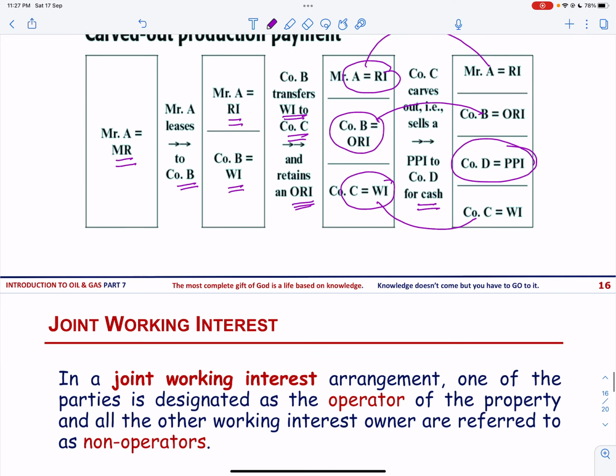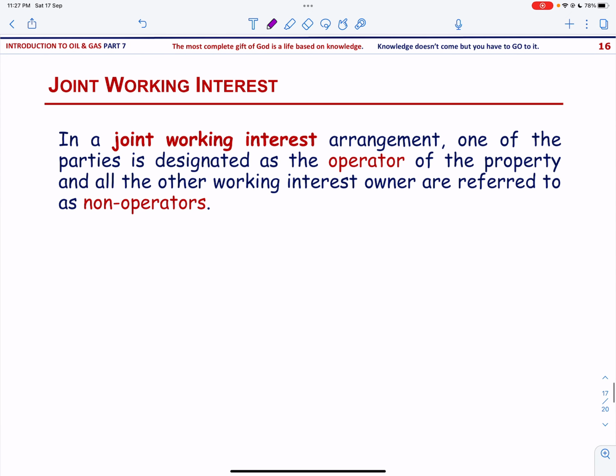Next, let us talk about the joint working interest. Now, due to the capital intensive, high risk nature of developing oil and gas properties, companies routinely combine their capital and knowledge in joint operations to share the cost and reduce the risk. These sharing arrangements usually involve the transfer of an operating interest or non-operating interest by one party to another in exchange for a contribution to the project.